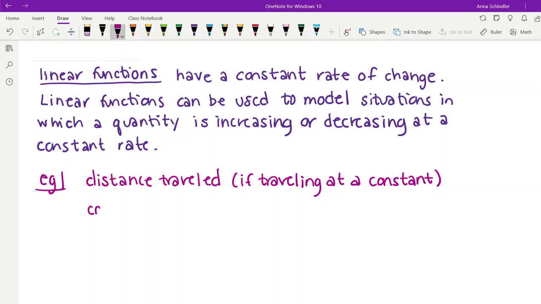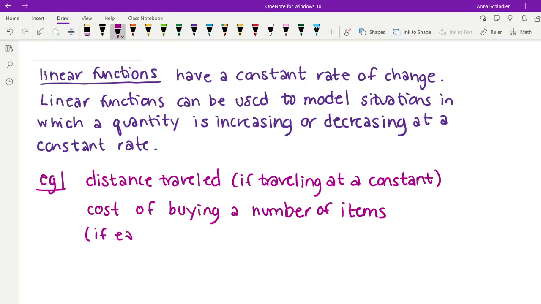Another example would be the cost of buying a certain number of items. So if, for example, apples cost $2 each, you can write a function representing the cost of buying x apples, and that will be a linear function. I should say, if each item costs the same amount. Okay, so those are just a couple of examples of things that could be modeled using linear functions.